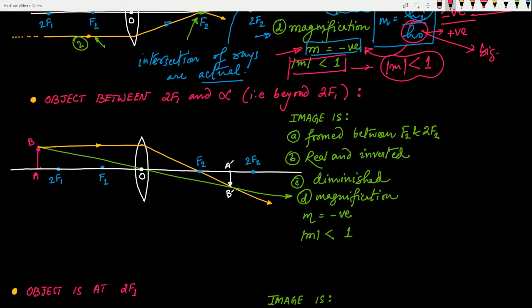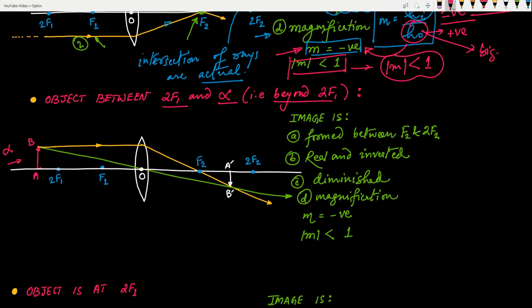Now the second location is that the object is placed between 2f1 and infinity. That is, it is placed beyond 2f1. As you can see in the figure, it is placed here. This is infinity, so it is placed between infinity and 2f1. Simple as that. Now how to understand the ray diagram?